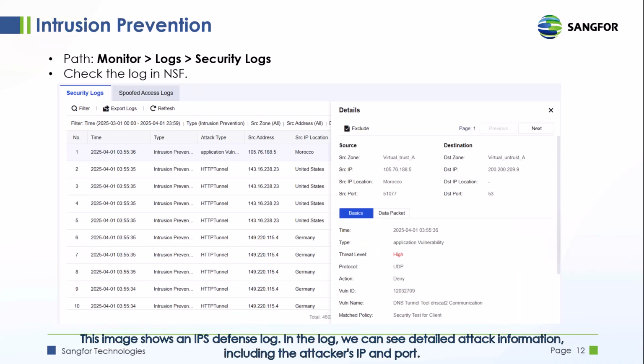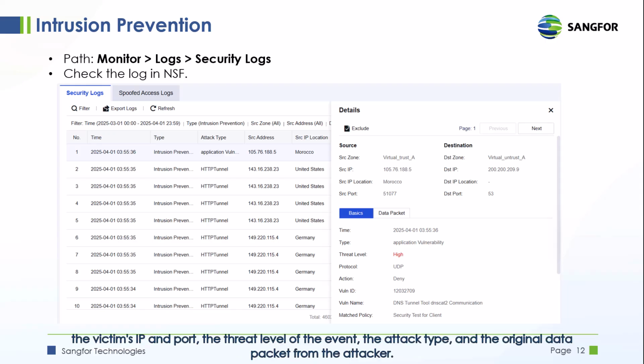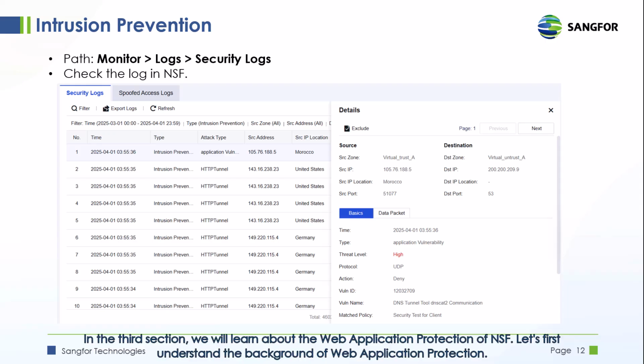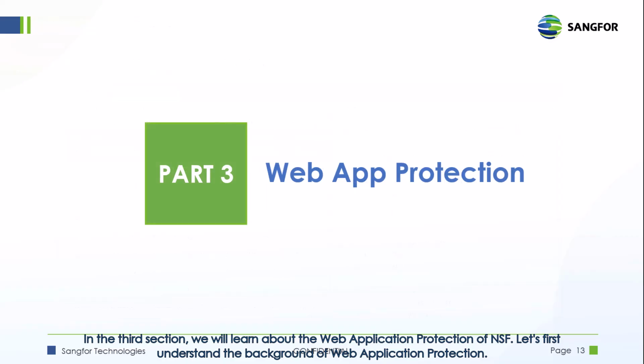This image shows an IPS defense log. In the log, we can see detailed attack information, including the attacker's IP and port, the victim's IP and port, the threat level of the event, the attack type, and the original data packet from the attacker. All of these can be verified in the security logs, which helps you better analyze security incidents and trace the source of attacks. In the third section, we will learn about the Web Application Protection of NSF.